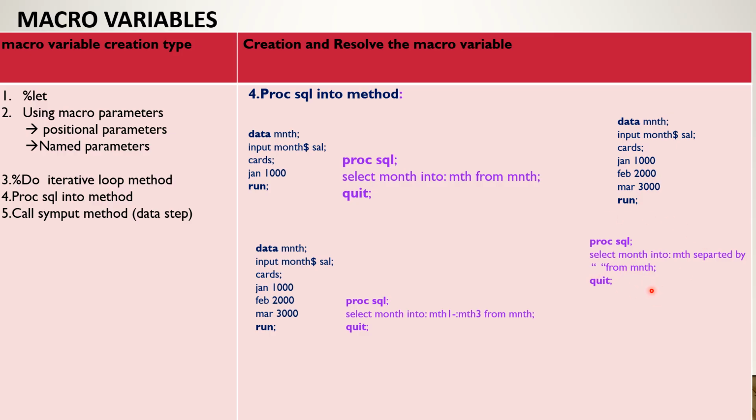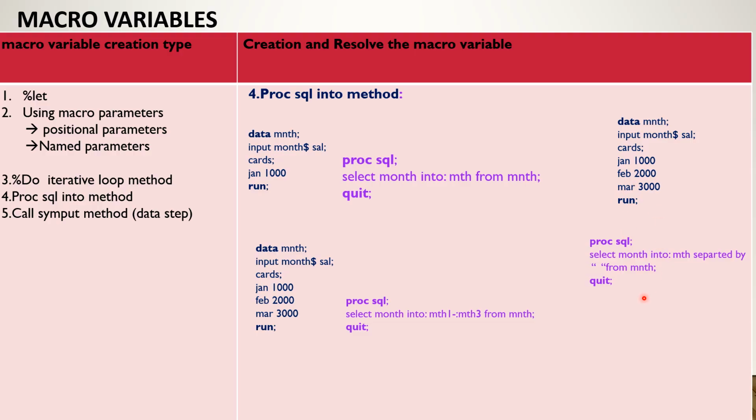Once you write and execute it and call, percentage put ampersand mth, now it will show in the log Jan space, Feb space, March space, like that it will come. Usually this method is not used.